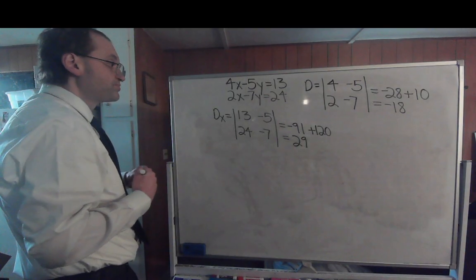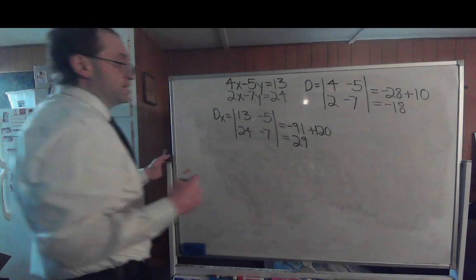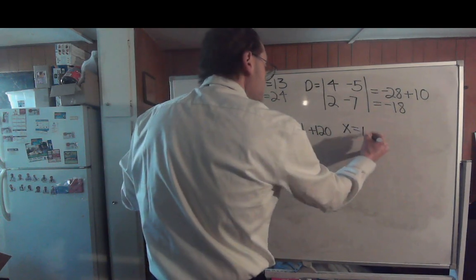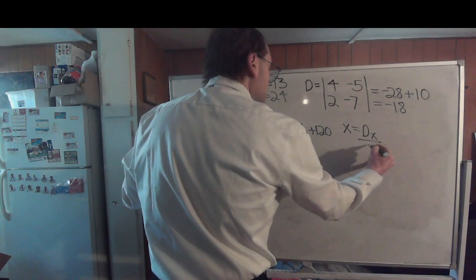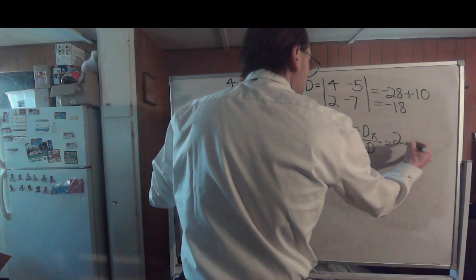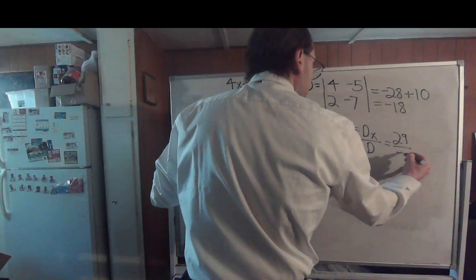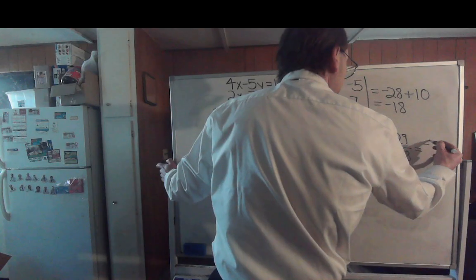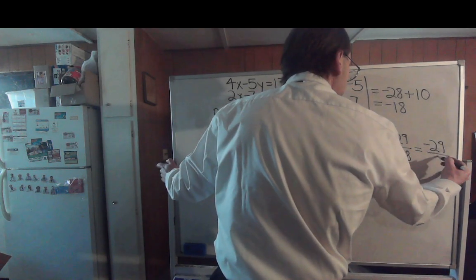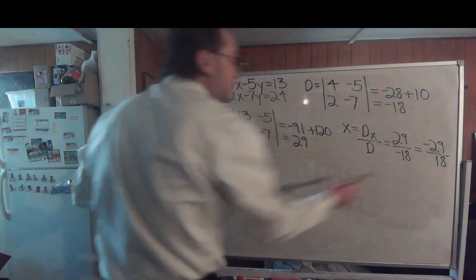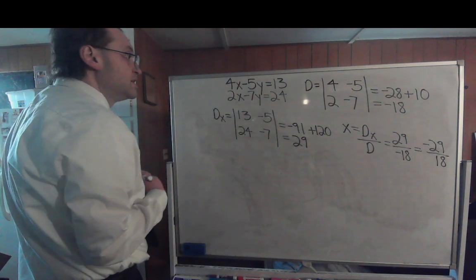Now, what we've got to do to find x, just put the d sub x over your d. So d sub x was determined to be 29. Then the d is negative 18. This really doesn't reduce any further, so your x value would be negative 29/18. So yes, you have a fractional answer, and sometimes you're going to have that, but x is negative 29/18.